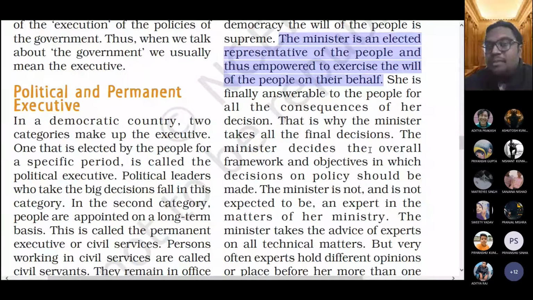Why is the minister more powerful? Because the minister is an elected representative of the people and we have given the power to the minister to exercise on our behalf.